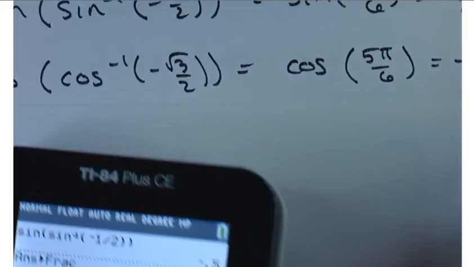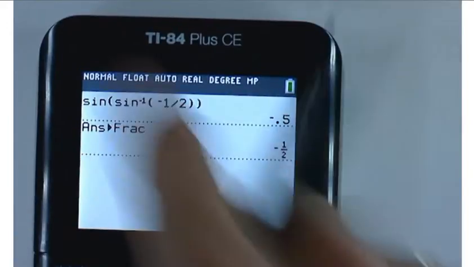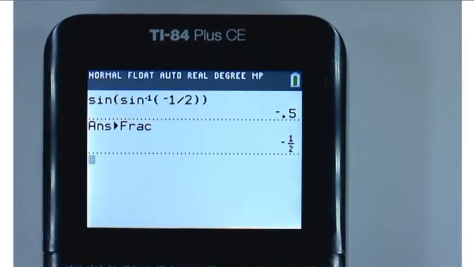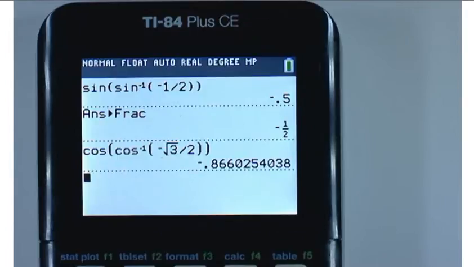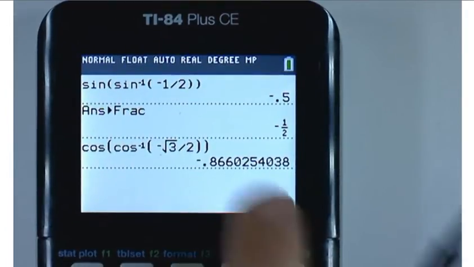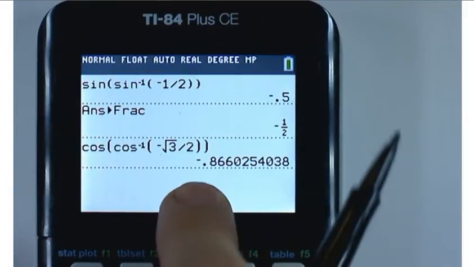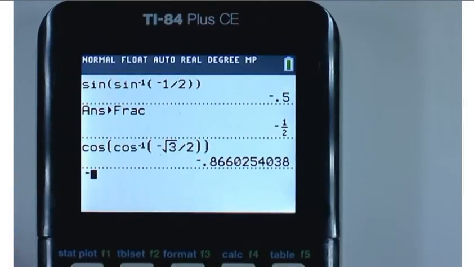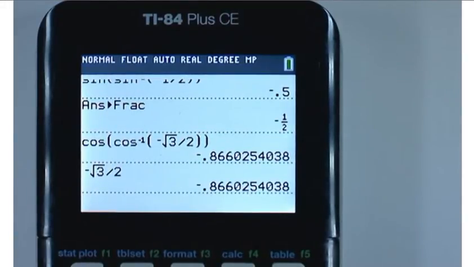Let's keep going. Let's try a different one. Let's try the cosine of the cosine inverse of negative root 3/2. And it might not be terribly clear here, but that number is negative root 3/2. You can verify that just by calculating it and comparing it. So again, you're not really getting anywhere. The function and the inverse cancel each other out.